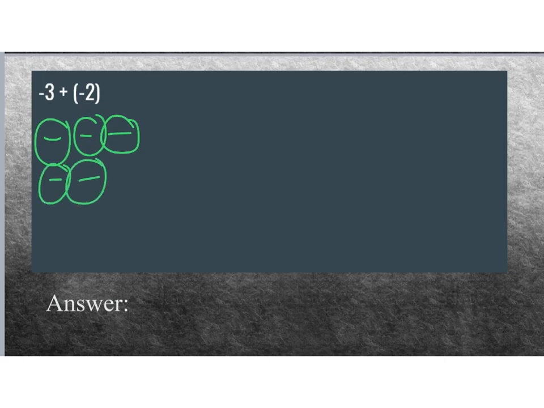Oh, wait. My third step is to cross out 0 pairs. I don't have any 0 pairs to cross out here. So I skip to my next step, which is my answer remains. So if I look here, I have 5 negatives. That is my answer. My answer to -3 plus -2 is -5.